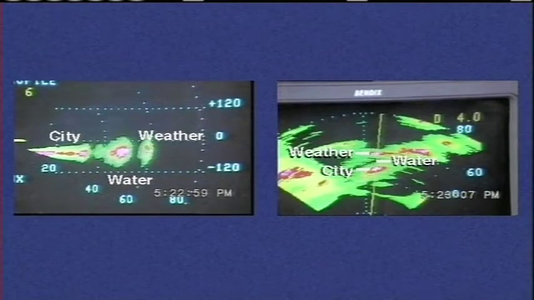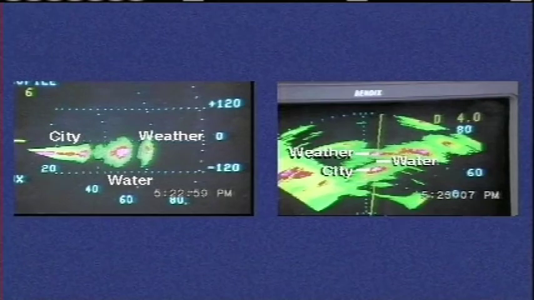Sometimes it's difficult to distinguish ground returns and weather. By placing the track line over the area in question, vertical profile distinguishes between the two. On the left is the vertical profile view of a city, ocean, and storm. On the right is the same storm in standard azimuth view.